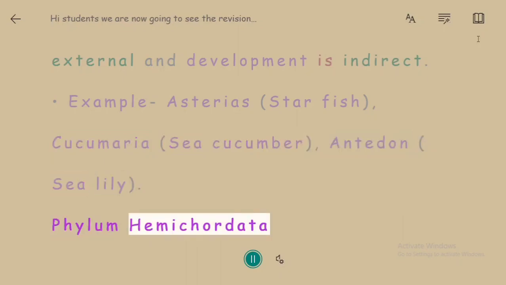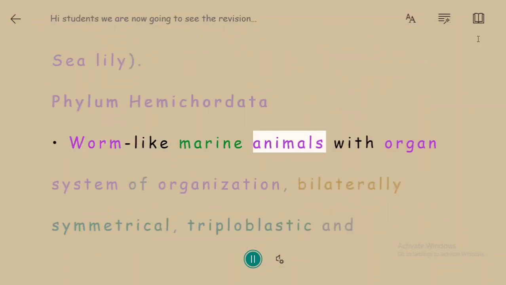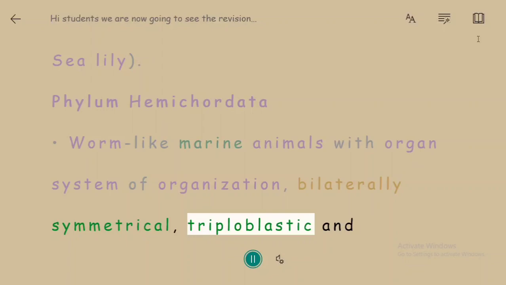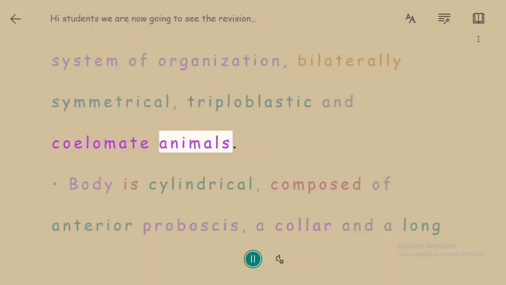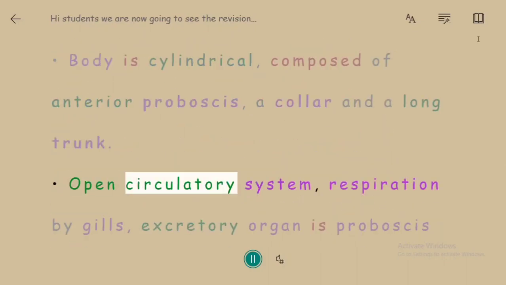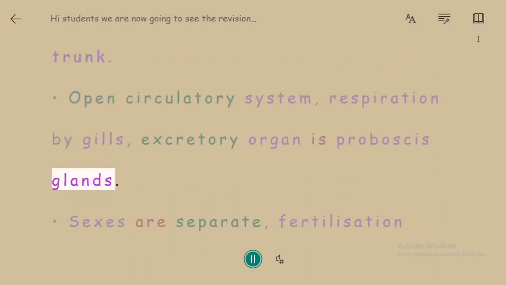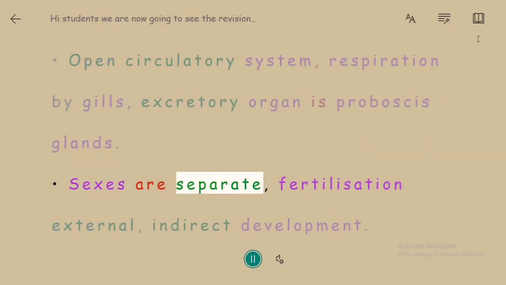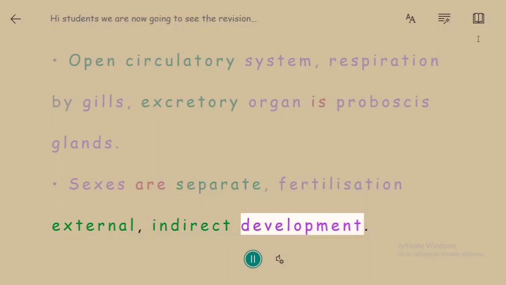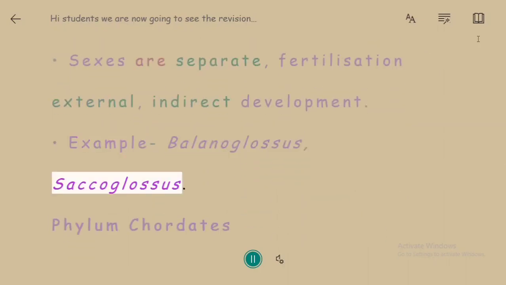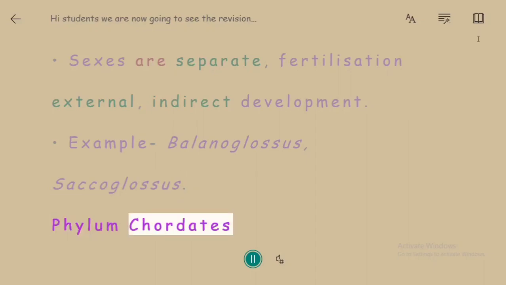Phylum Hemichordata. Worm-like marine animals with organ system of organization, bilaterally symmetrical, triploblastic and coelomate. Body is cylindrical, composed of an anterior proboscis, a collar, and a long trunk. Open circulatory system, respiration by gills, excretory organ is proboscis gland. Sexes are separate, fertilization external, indirect development. Example: Balanoglossus, Saccoglossus.